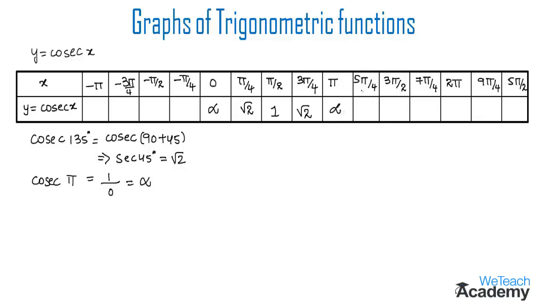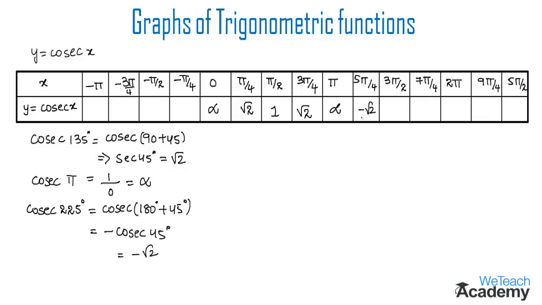And then 5 pi by 4. So cosecant 225 degrees, which can be written as cosecant 180 degrees plus 45 degrees. And now this is in the form of cosecant 180 plus theta, which is equal to minus cosecant theta. So here we get minus cosecant 45 degrees, and the value of cosecant 45 is root 2. So here we get minus root 2 as the value for cosecant 225.